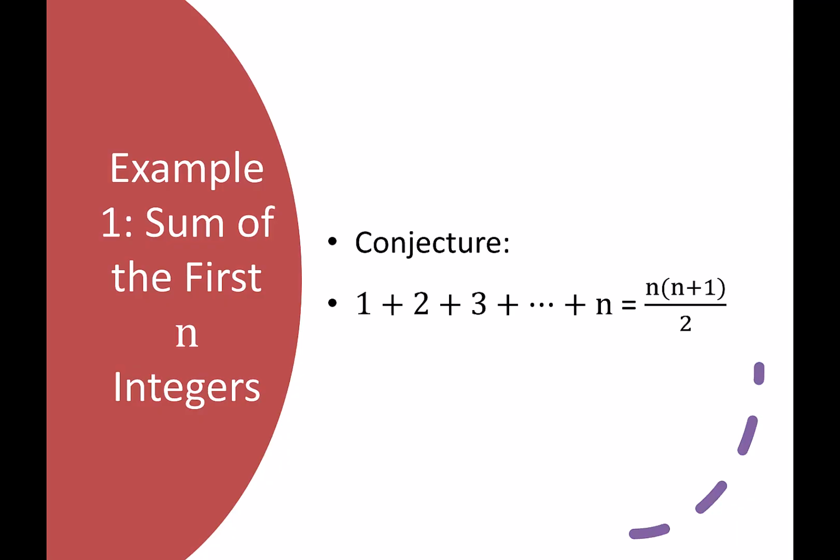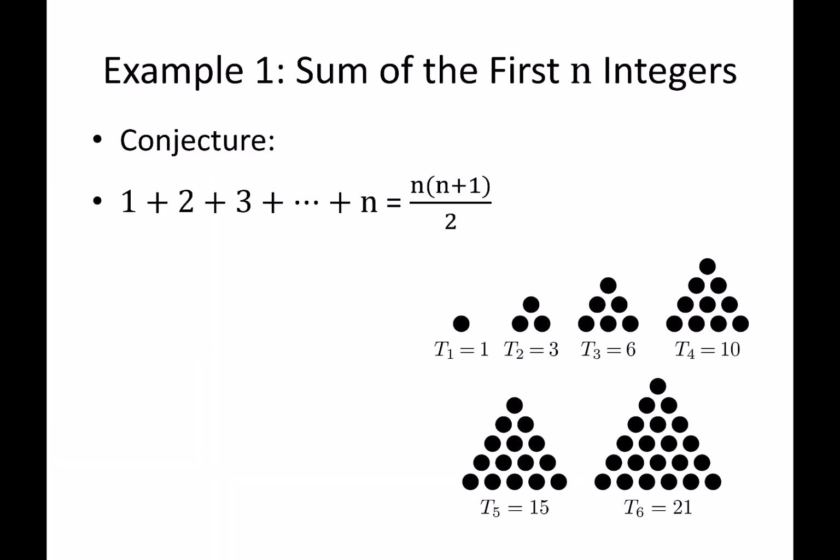We'll start by looking at the sum of the first n integers. Our conjecture is 1 plus 2 plus 3 plus all the way up to n is equal to n times n plus 1 over 2. We often call these sums triangle numbers. Triangle numbers are numbers formed by adding the first few positive integers together. They're called triangle numbers because you can arrange the dots in the shape of a triangle.